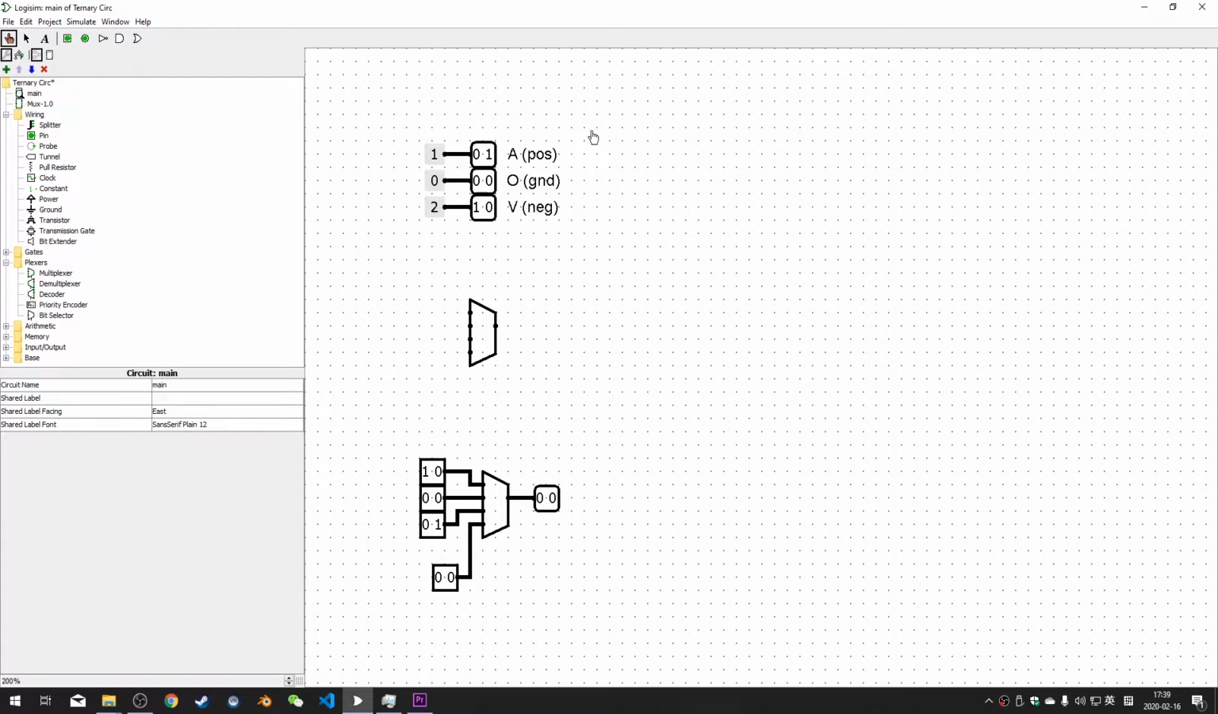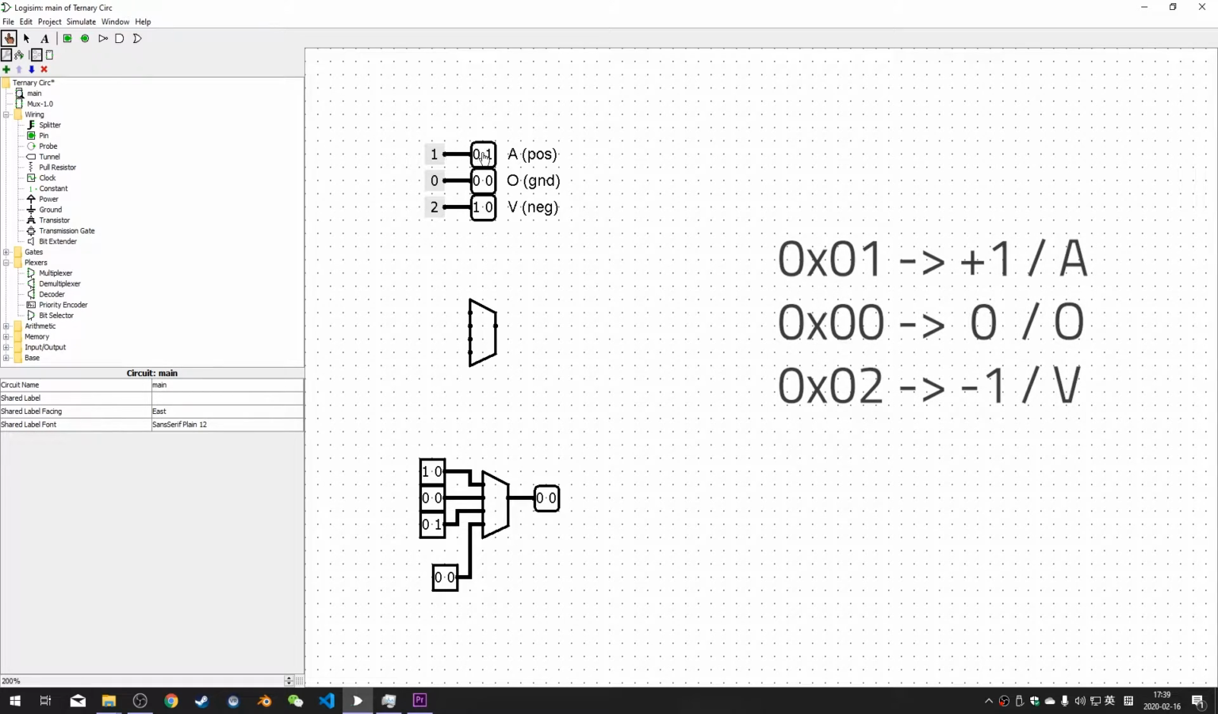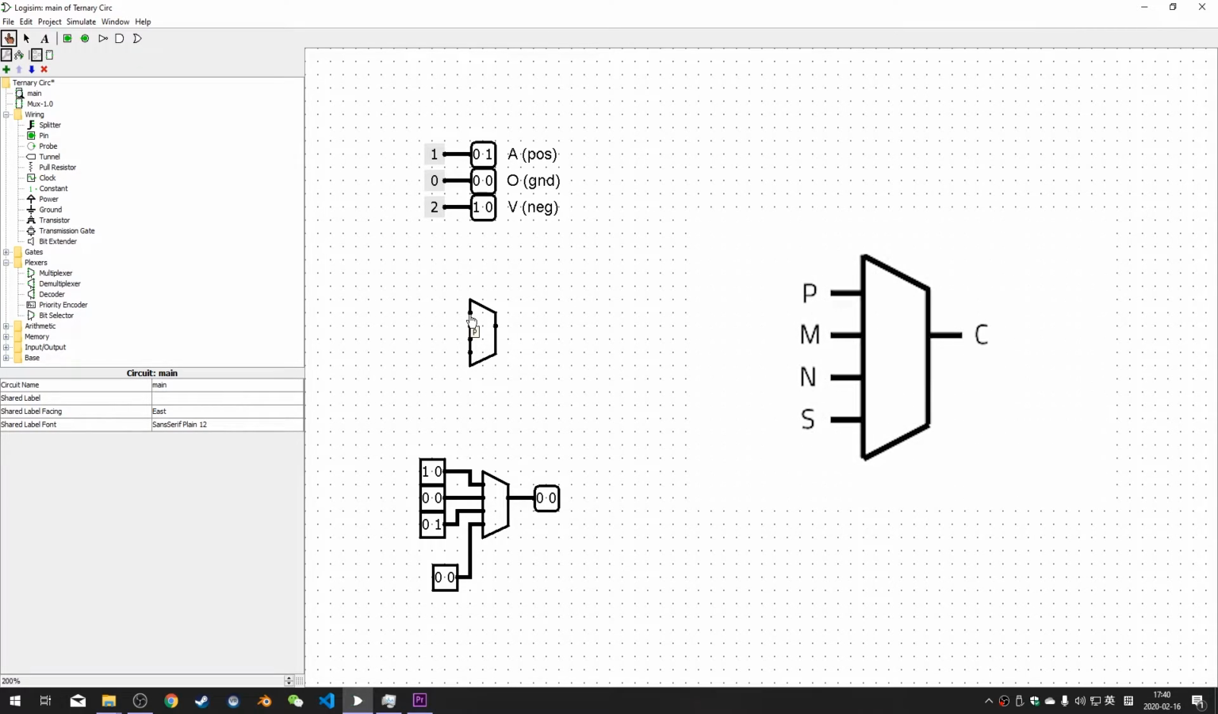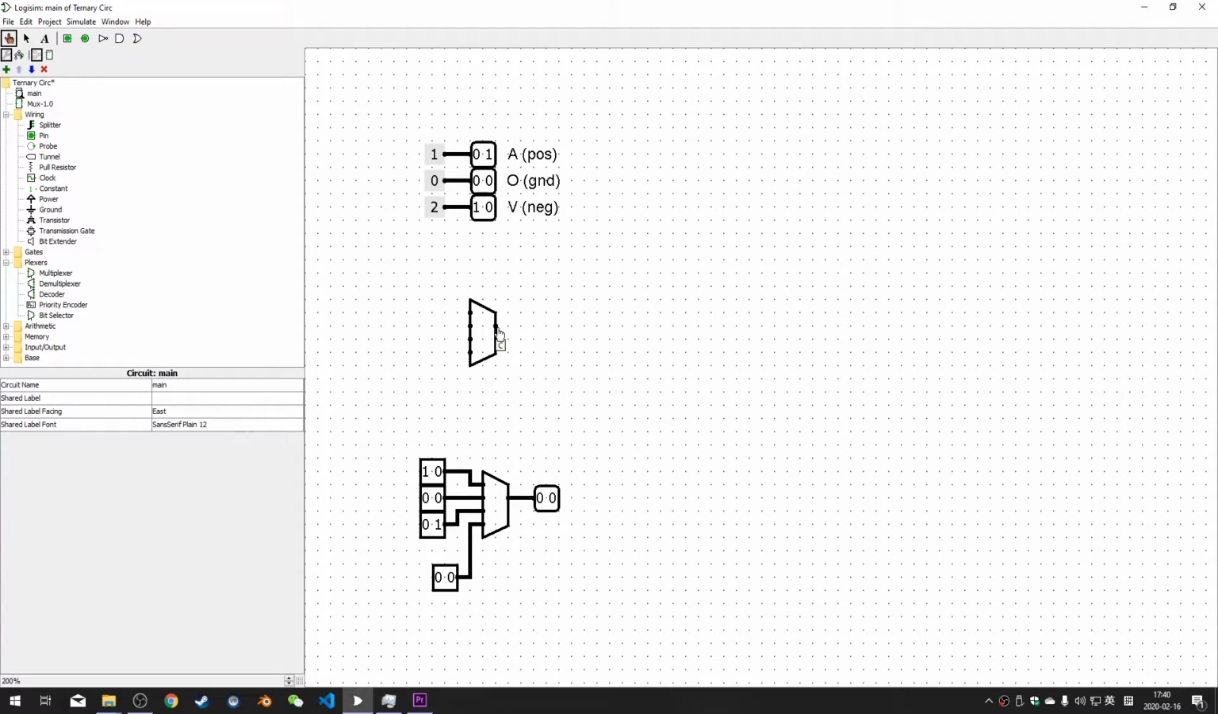We'll use the hexadecimal 1 to represent +1 or A, 0 to represent 0 or O, and 2 for -1 or V. The multiplexer itself has 4 inputs and 1 output. They are labeled P, M, N, S, and C. The first 3, P, M, and N, are the data inputs. S is the select input that controls which of the 3 channels is hooked up to the output.